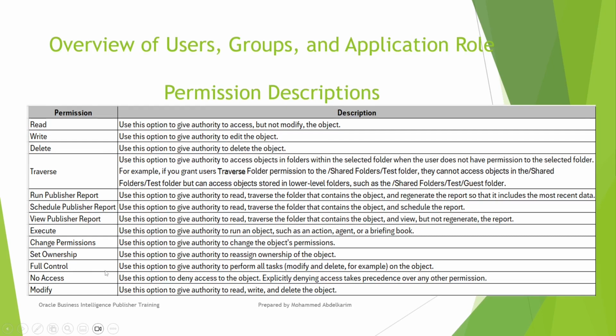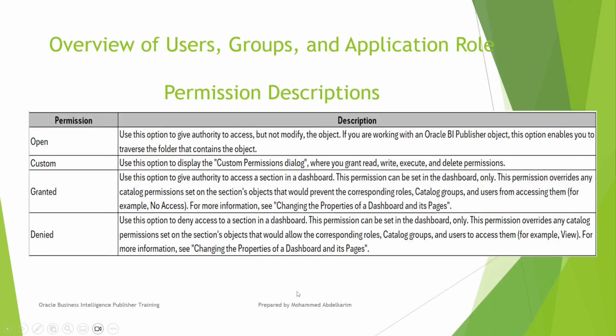Full control, use this option to give authority to perform all tasks, modify and delete, for example, on the object. No access, use this option to deny access to the object. Explicitly denying access takes precedence over any other permissions. Modify, use this option to give authority to read, write, and delete the objects.